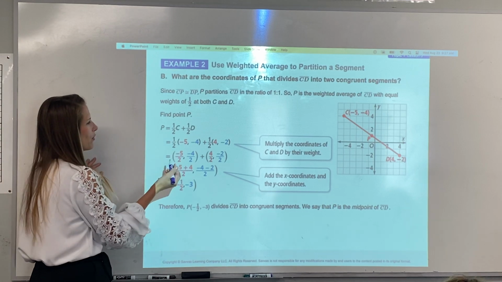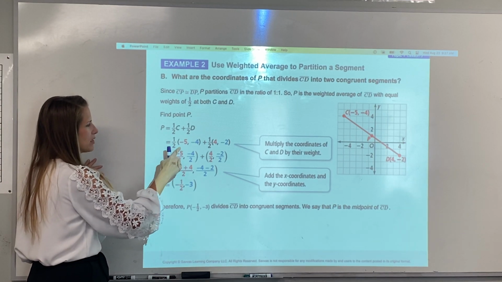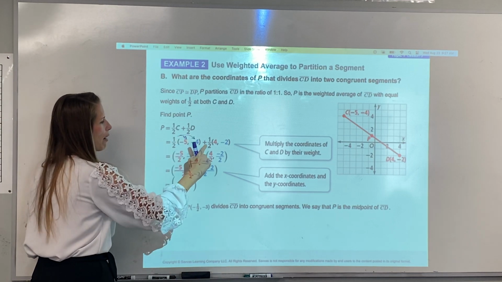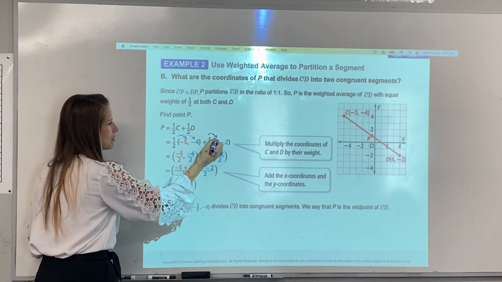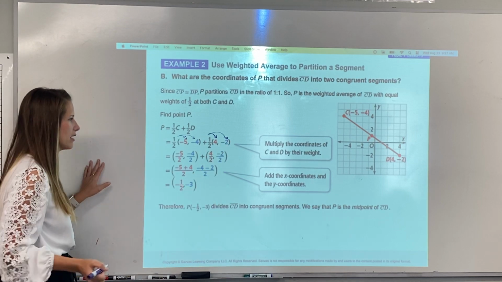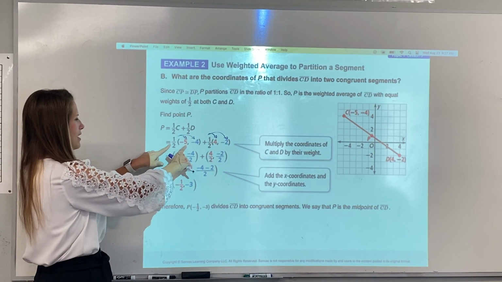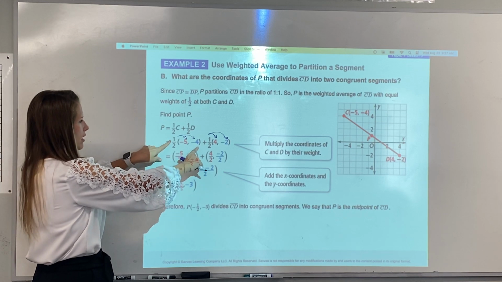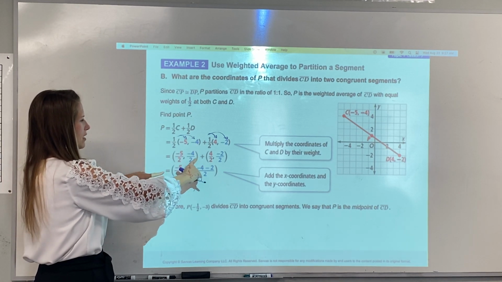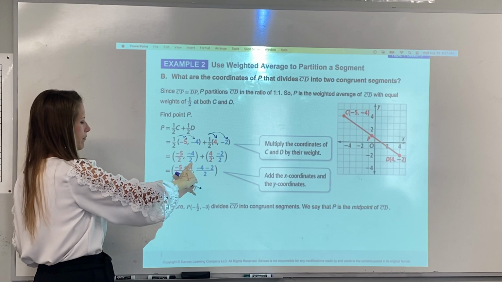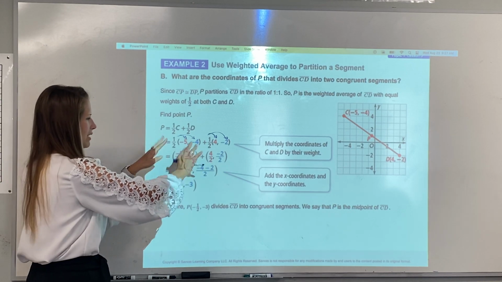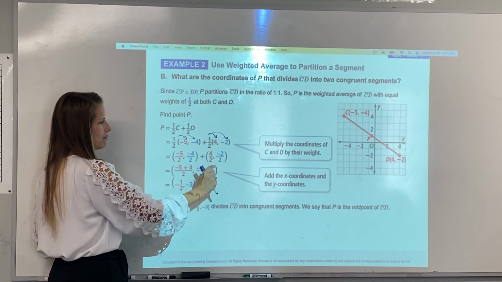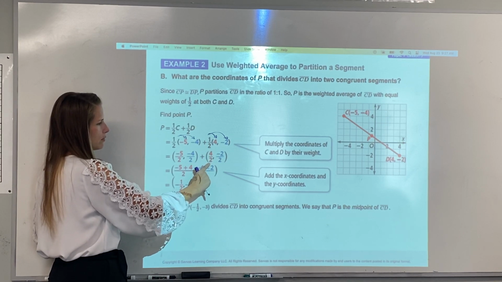If you're feeling like I'm going too fast, watch the video later. All right, so we've got half times -5, -4, distribute, plus half times +4, -2. We're distributing, we've got -5 over 2. 1/2 times -4 is -4 over 2. We'll just keep going before we start simplifying that and make it nice and neat. 1/2 times 4 is 4 over 2.